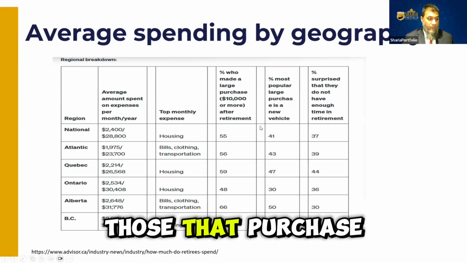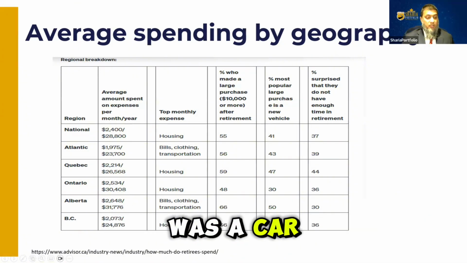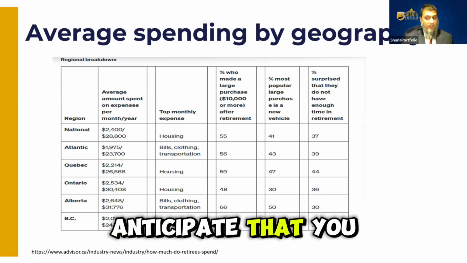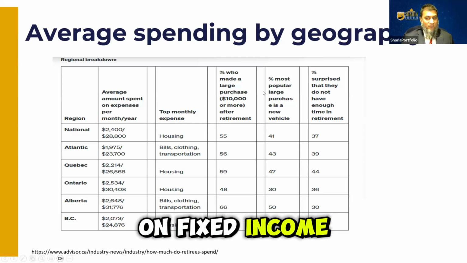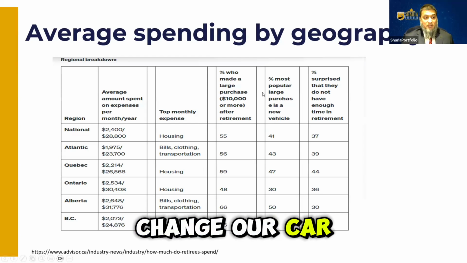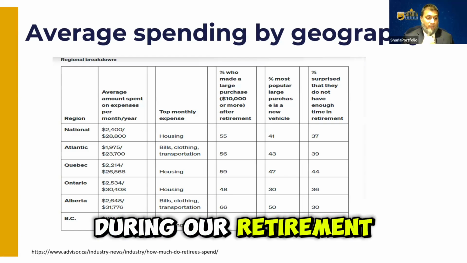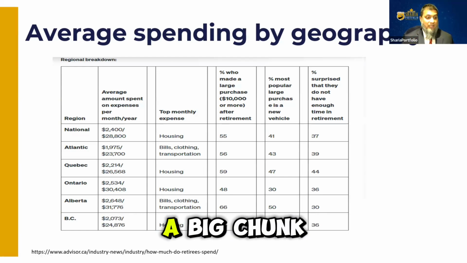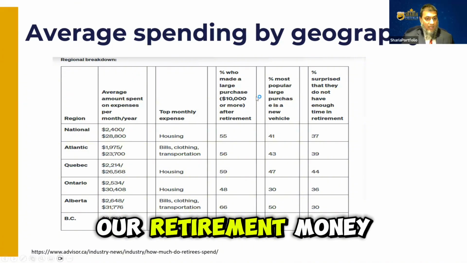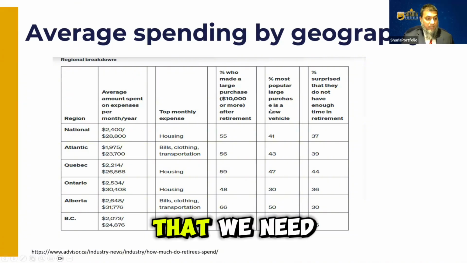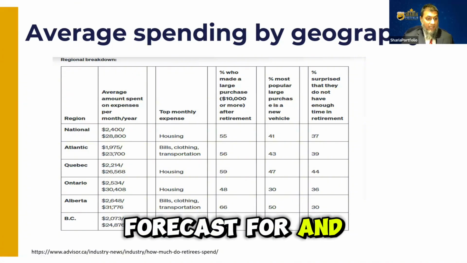For many of those, that purchase was a vehicle, a car. So it's something that we need to account for. We need to plan for and anticipate that. Just because we're on a fixed income and we're retired doesn't mean that we're not going to need to change our car at some point during our retirement, and that could represent a big chunk of our retirement money that we need to forecast for and account for.